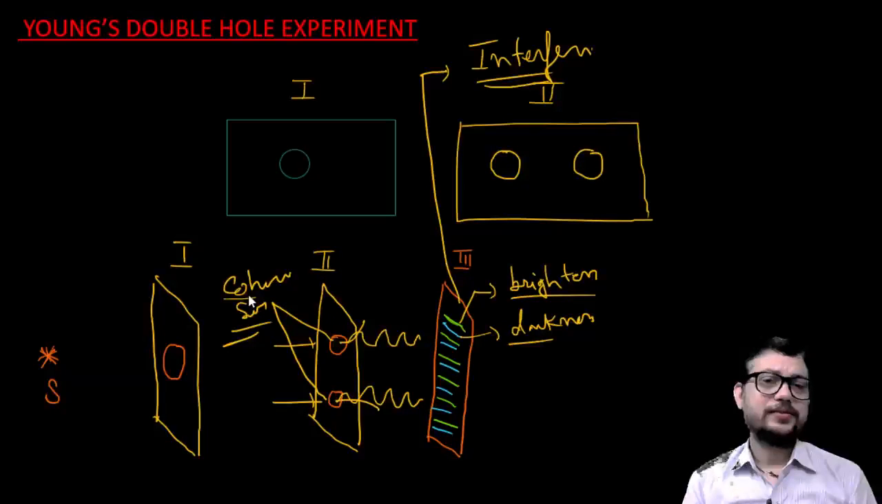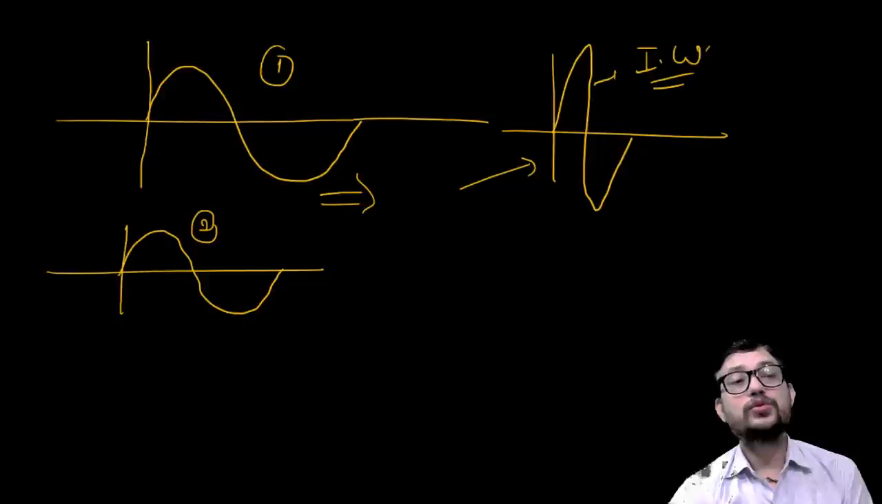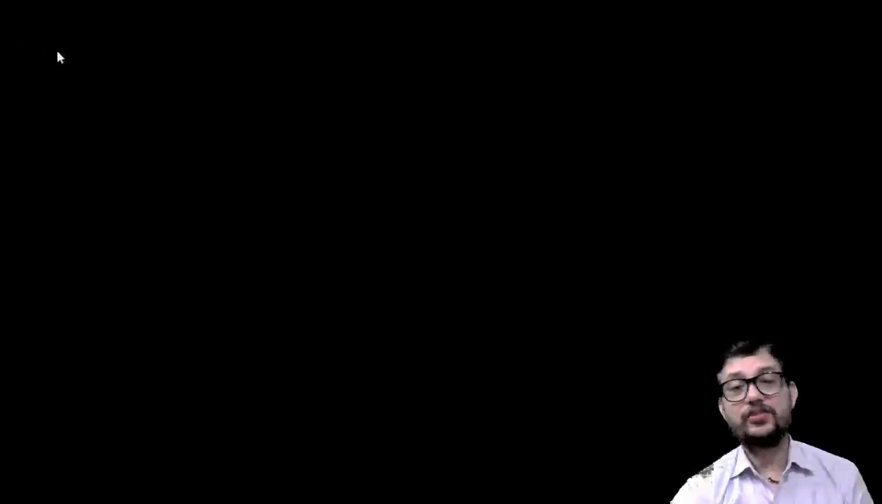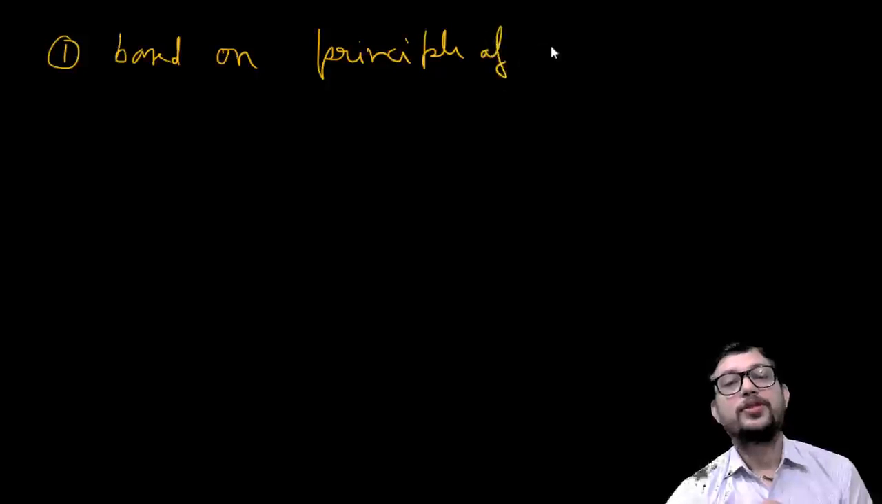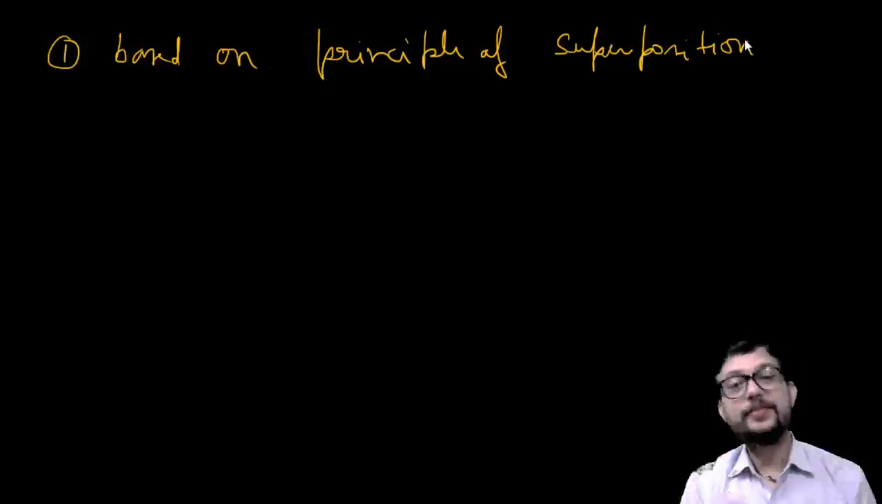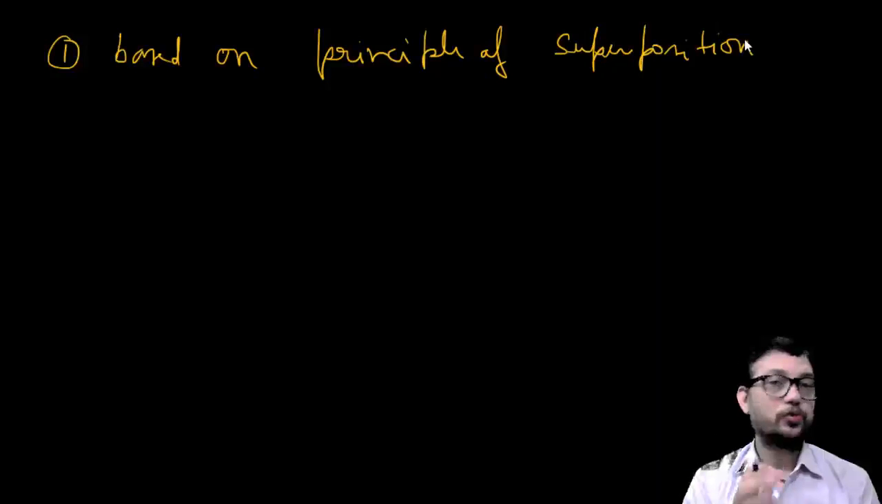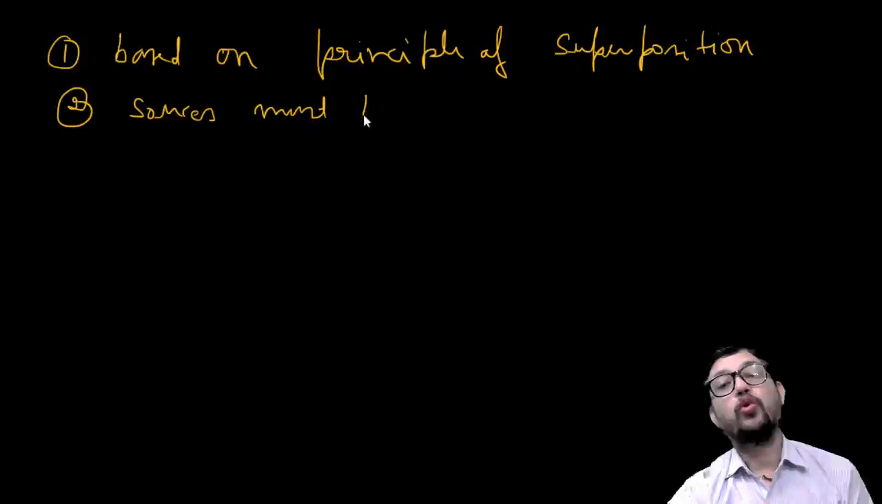So we finally conclude that we have two major results here. What are the two major results? The first one is that interference is based on the principle of superposition. This is the first and important thing. And the second thing is that the sources must be coherent.